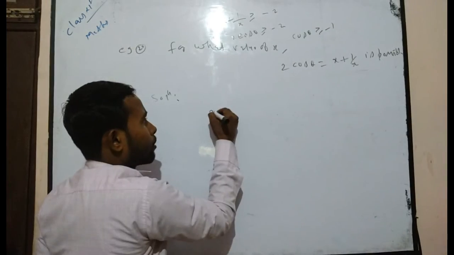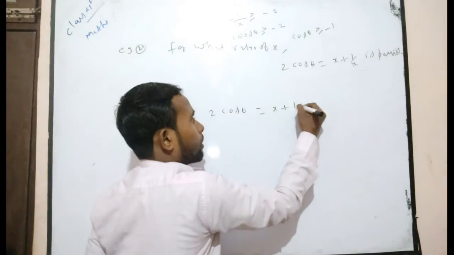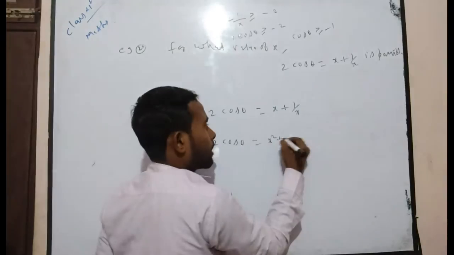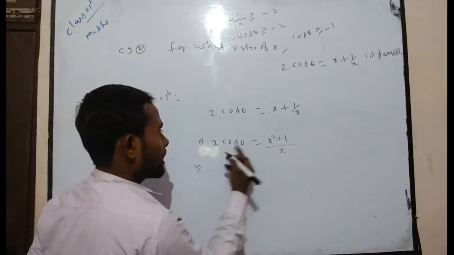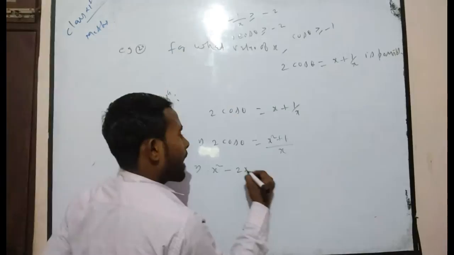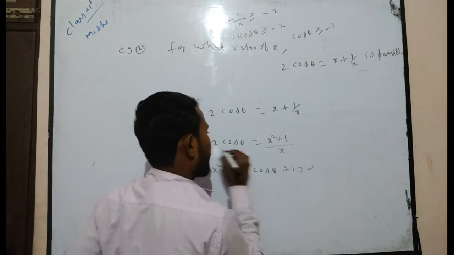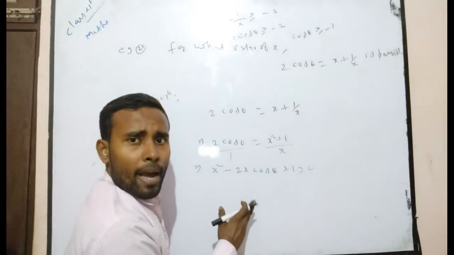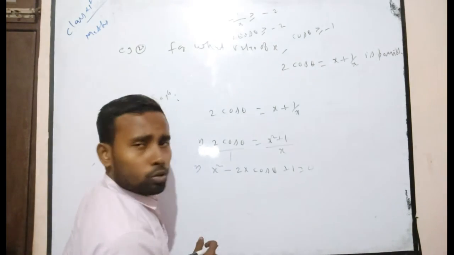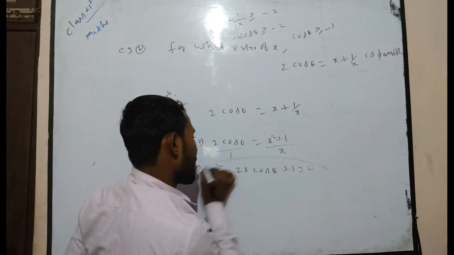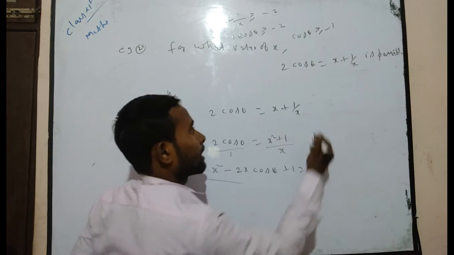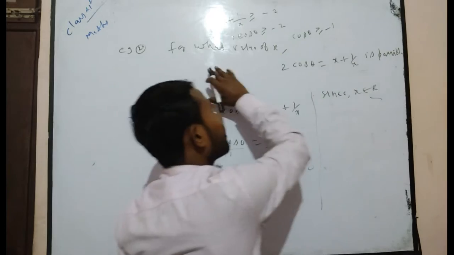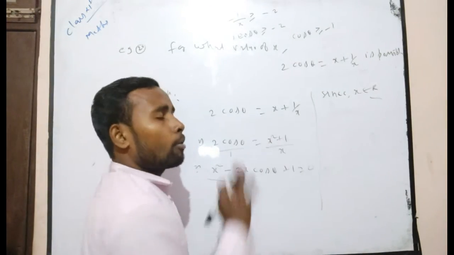Can you say that 2 cos theta is equal to x plus 1 upon x? After taking LCM, you say that 2 cos theta is equal to x square plus 1 divided by x. After cross multiplication and arranging terms, you get x square minus 2x cos theta plus 1 is equal to 0. Do you know x will be a real number? Because according to the question, x belongs to real numbers, because it is a function whose domain will be all real numbers.